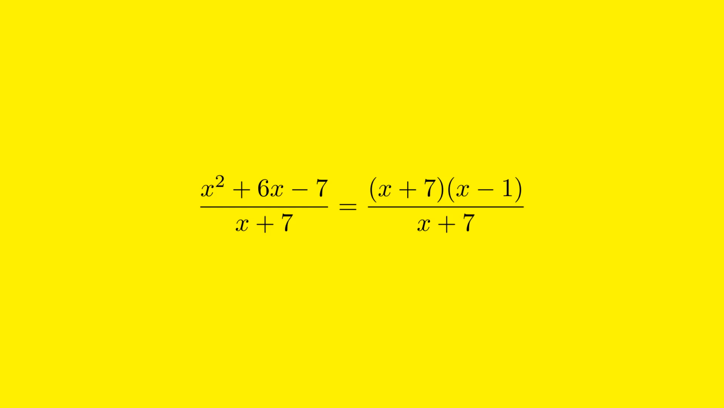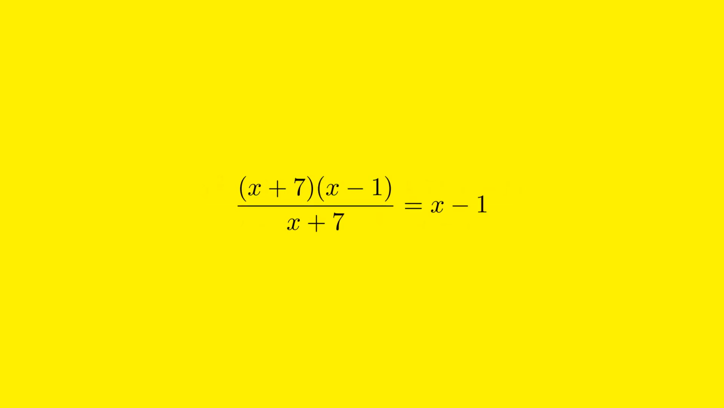Now our rational expression has been altered to the following: x plus 7 times x minus 1 divided by x plus 7. In this step, we have transformed the numerator from a quadratic expression into a product of two binomials, which will make it easier to simplify the expression in the subsequent steps.